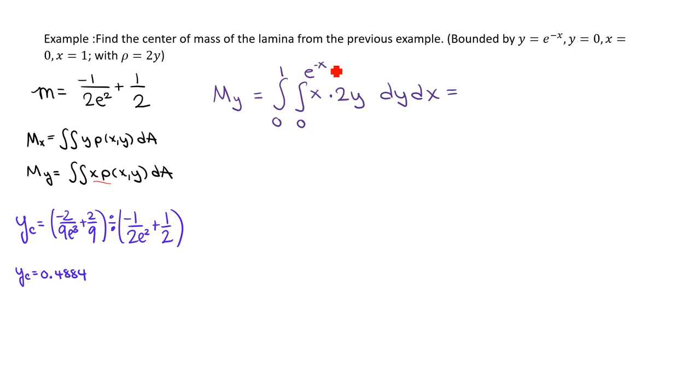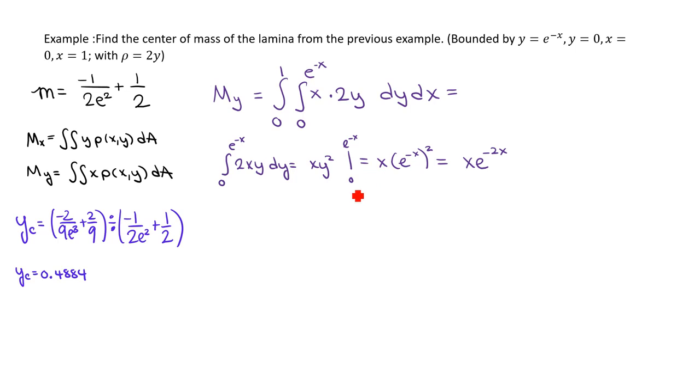The y values go from 0 to e to the negative x. The x values go from 0 to 1. All right, but different function that we're integrating. We're going to integrate 2xy with respect to y. So I get 2xy squared over 2, or just xy squared. There's my antiderivative. And then I'm going to plug in my bounds of integration. So I'm going to plug in the e to the negative x, plug in the 0, and subtract them.